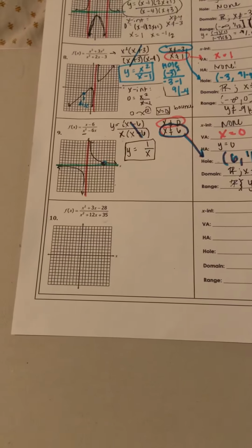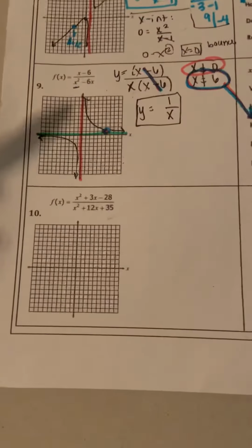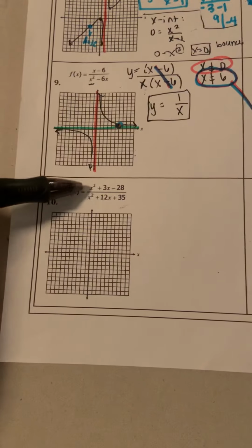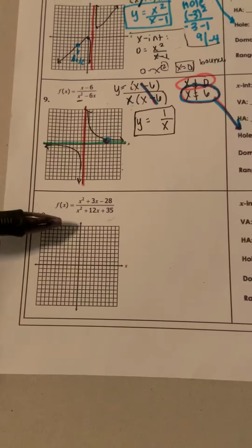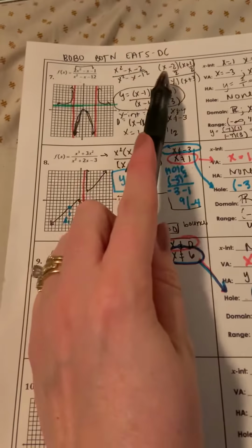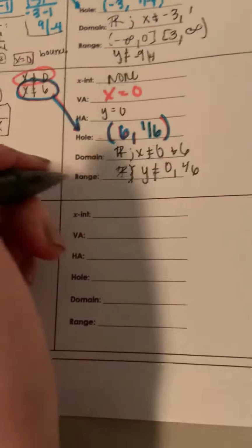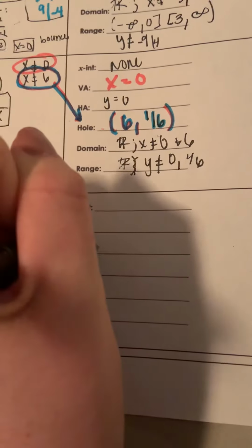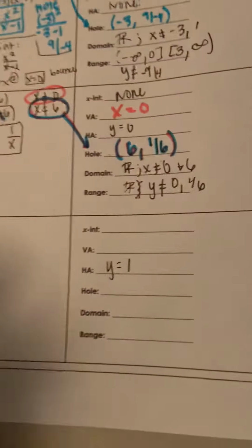Last one, number 10, let's go. Start with its original form. I see the degrees are the same, so x squared over x squared. I'm going to divide the coefficients, so 1 over 1 is going to give me 1. So my horizontal asymptote is at y equals 1.